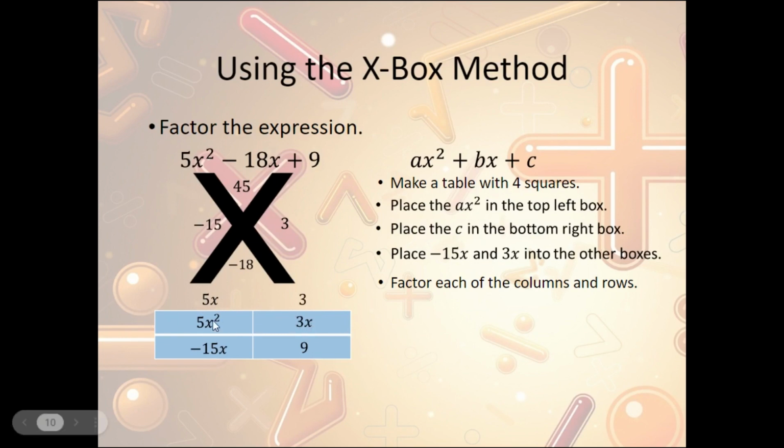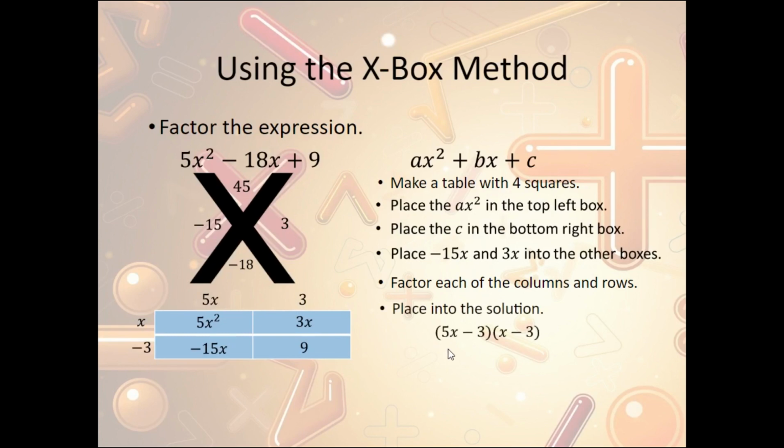Then we go crossways. So we have 5x squared and 3x. Well, the only thing in common there is an x. And then 15x and 9. Well, we have a 3 in common there. So now we have 5x and 3 and x and 3. And now we just place it into our solution.